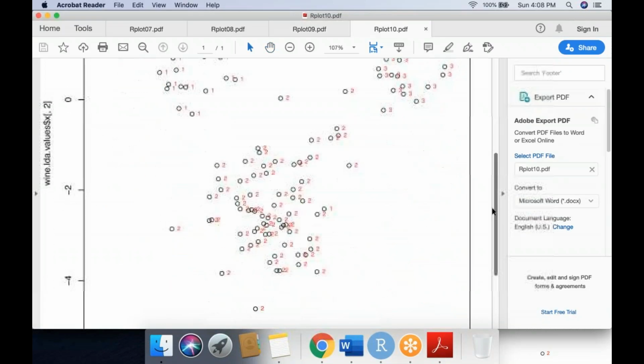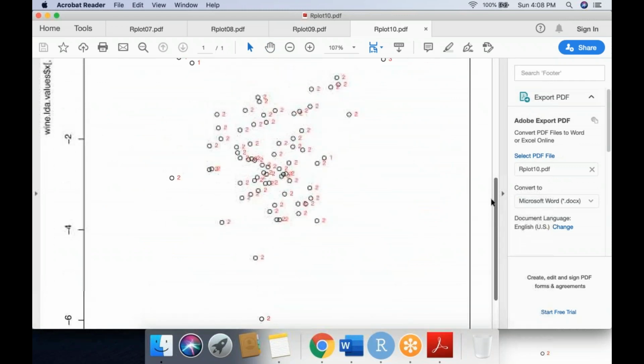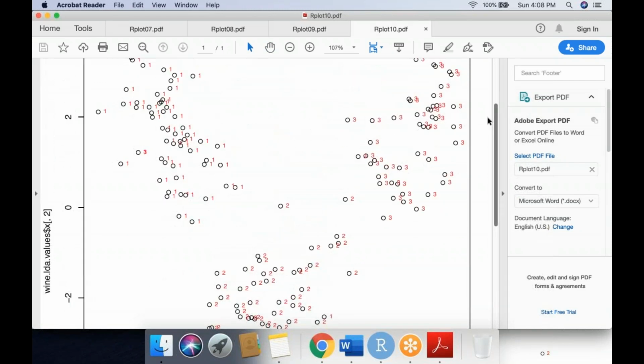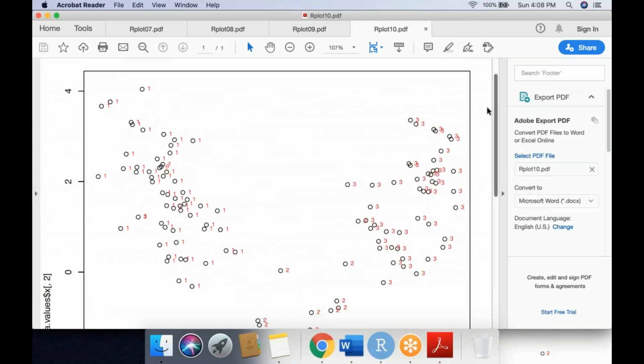So we can see across two LDA planes, there is separation of data.